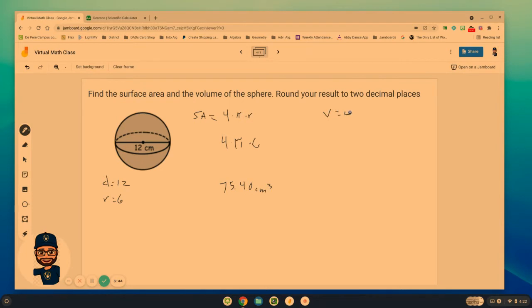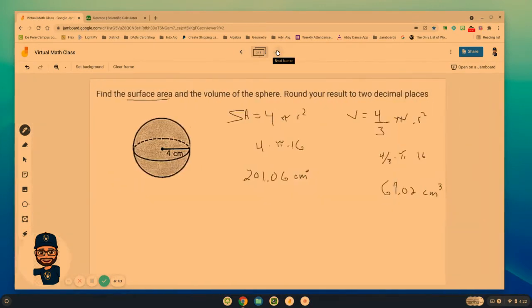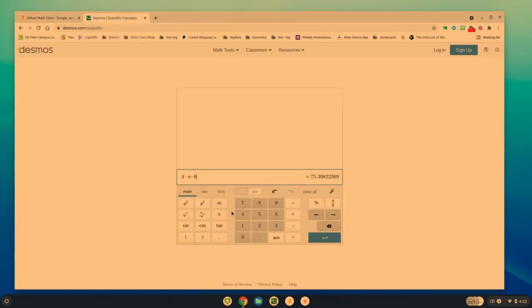Volume is then going to be 4/3 pi. Anybody catch what I did wrong there? I think I made a mistake. Did I do that on the last one also? No, I didn't. Okay. I did not square 6. It should be 4 times pi times 36.